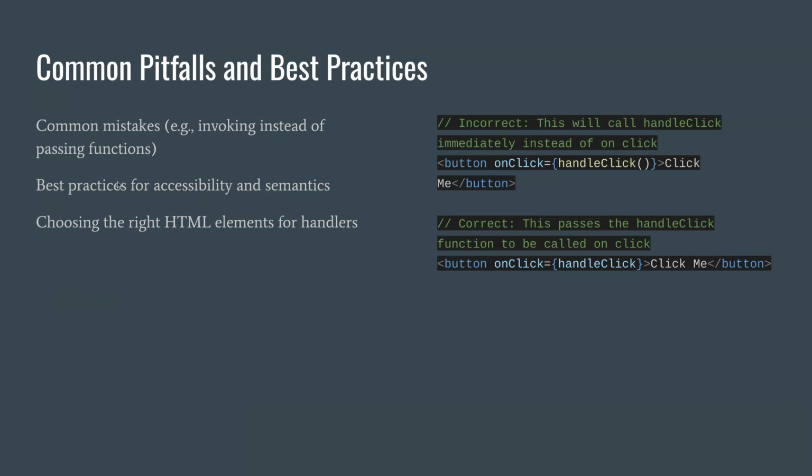Here's an incorrect example where you're calling handleClick immediately, and here is a correct implementation, which just passes the handleClick function to be called on click. And it is important to choose the right HTML element for your interactive components to ensure accessibility and semantic correctness in your applications.